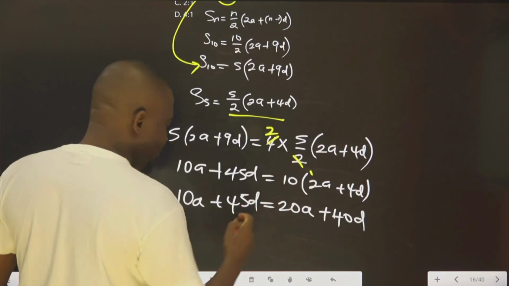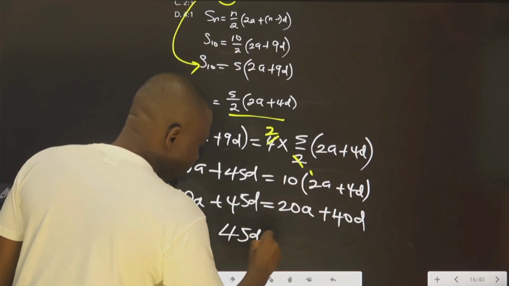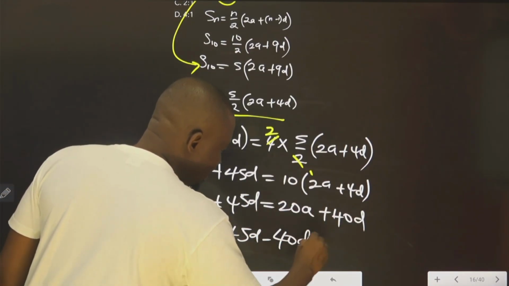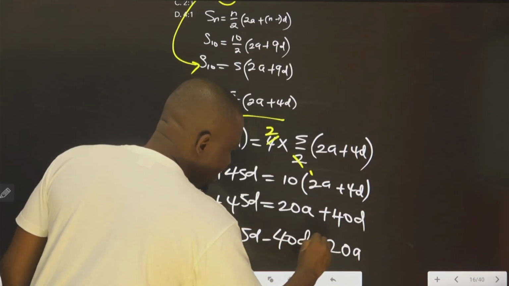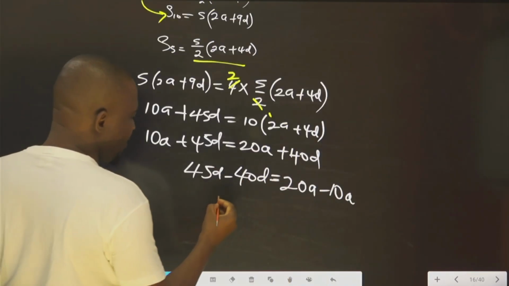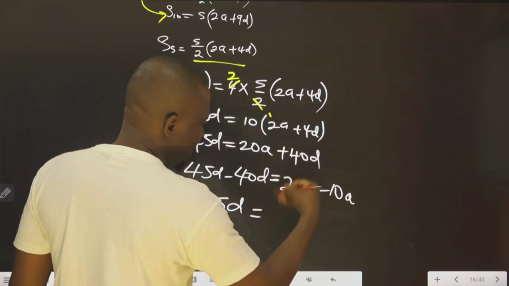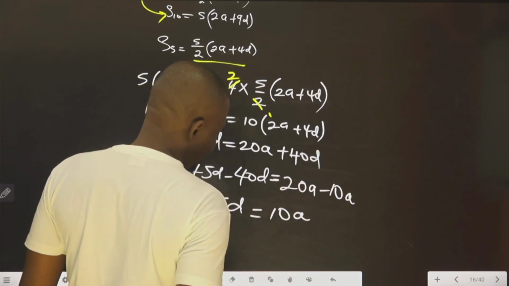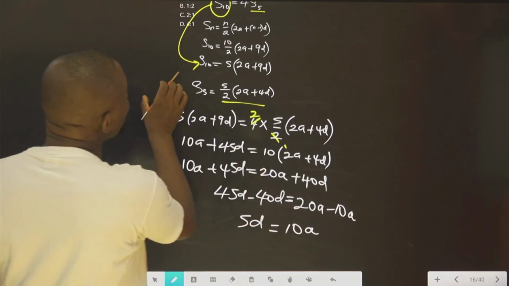I'm going to move this here, 40d, 20a, move this here, minus 10a. This will give us 5d. This will give us 10a. Okay? The question says what?